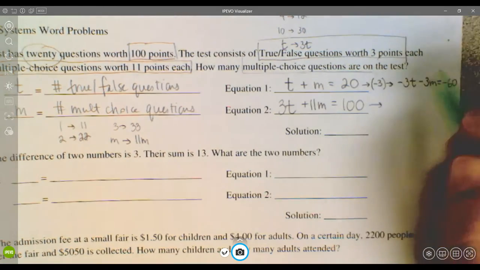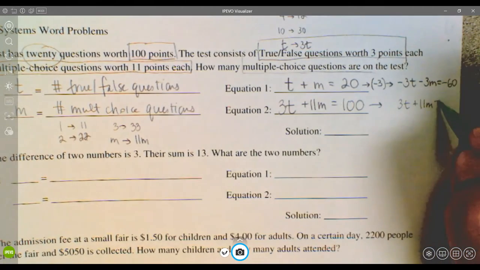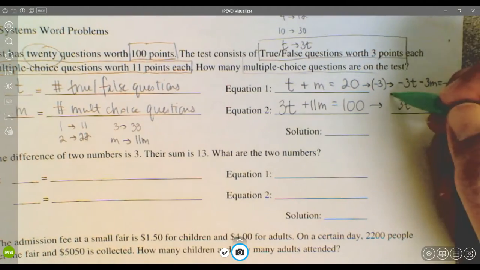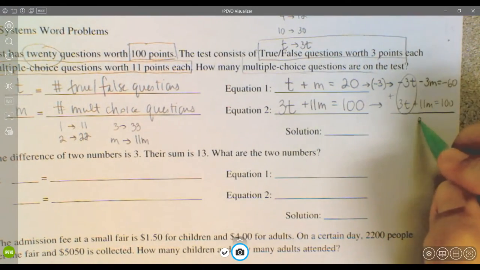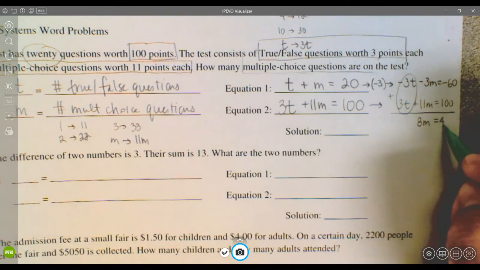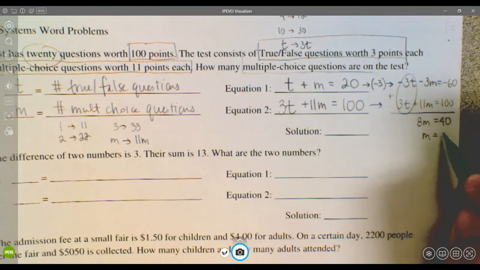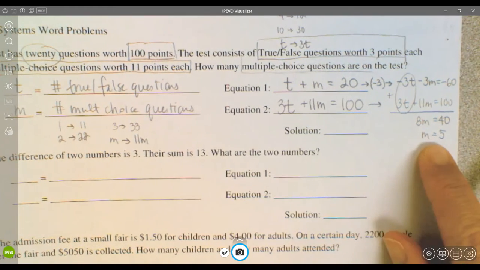And I'm going to carry this over as is. 3T plus 11M equals 100. So when I add, my T's will eliminate, and I will be left with 8M equals 40. And in order to solve for M, I divide by 8, and I find 5. So I know there are 5 multiple choice questions on the test.